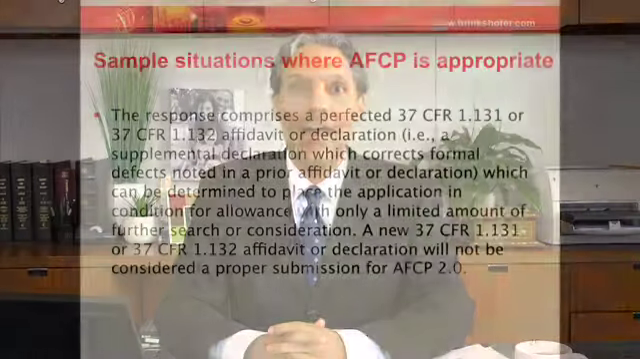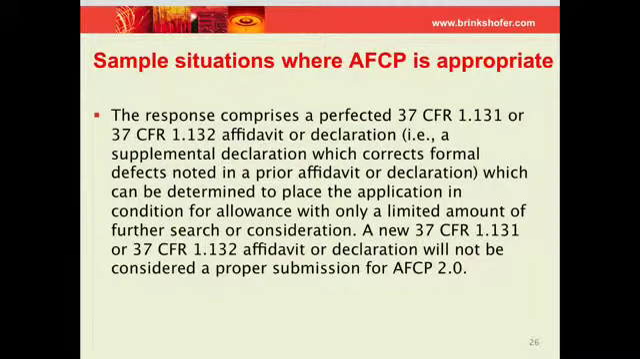And finally, the last sample situation is where you have, let's say, an affidavit that was previously submitted, but for one reason or another was rejected. Let's say a 131 or 132 affidavit. Then you can submit a supplemental declaration that corrects the defects that the examiner noted in rejecting that previously submitted declaration.